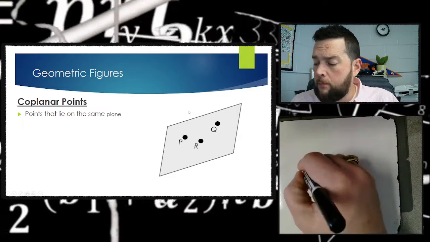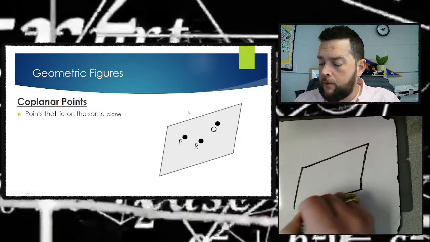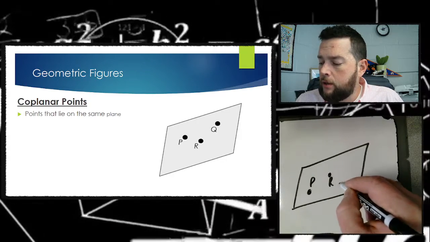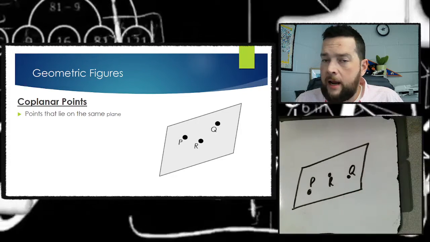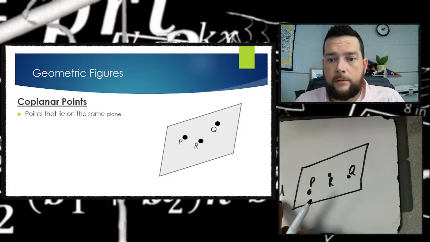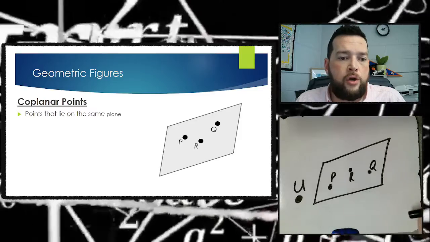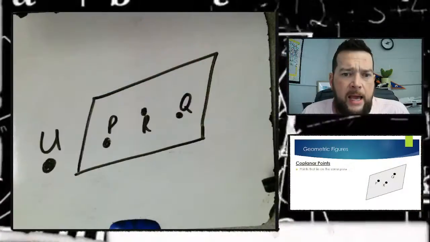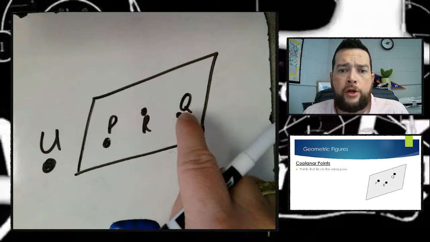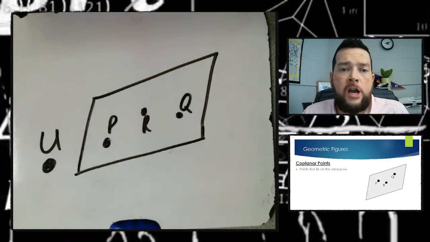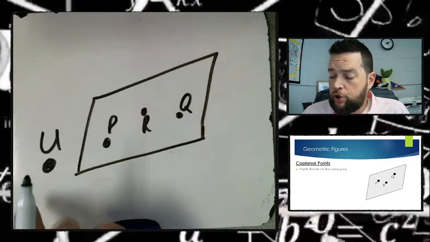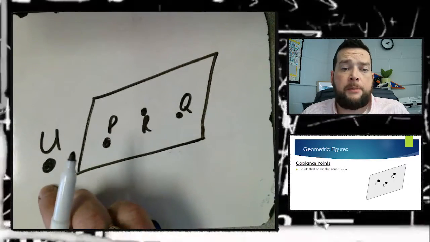If I wanted to communicate that there was a point that was not coplanar to P, Q, and R, I would put it on the outside right here. U, in this case, is not on the same plane as P, R, and Q, so therefore these are non-coplanar. If I wanted to illustrate that a point is not on a plane, I'd simply put it on the outside.